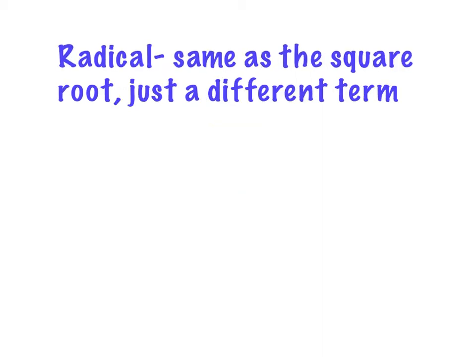Okay, so first off, radicals. Radical is the same thing as a square root. So when we are talking about, for example, the square root of 36, what I'm looking for is what number multiplies by itself to get 36. And that number would be 6 times 6 gives us 36.